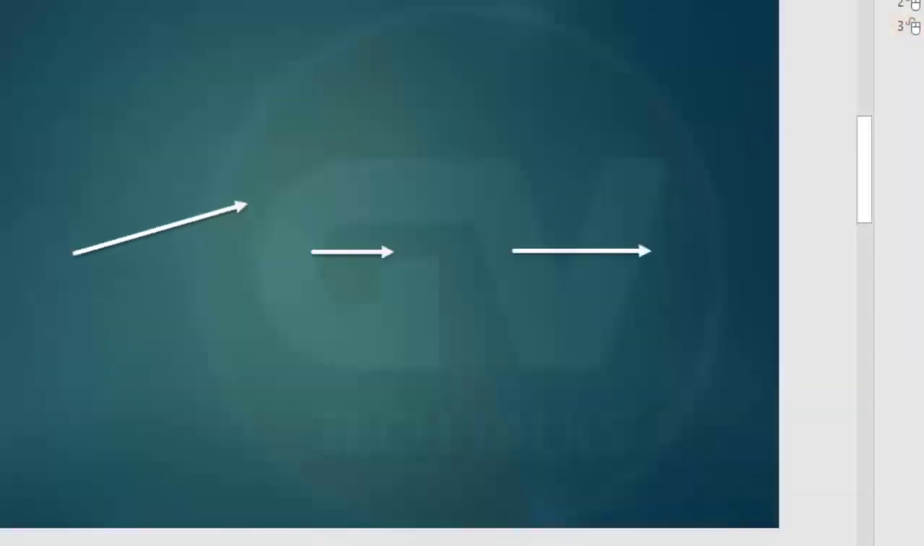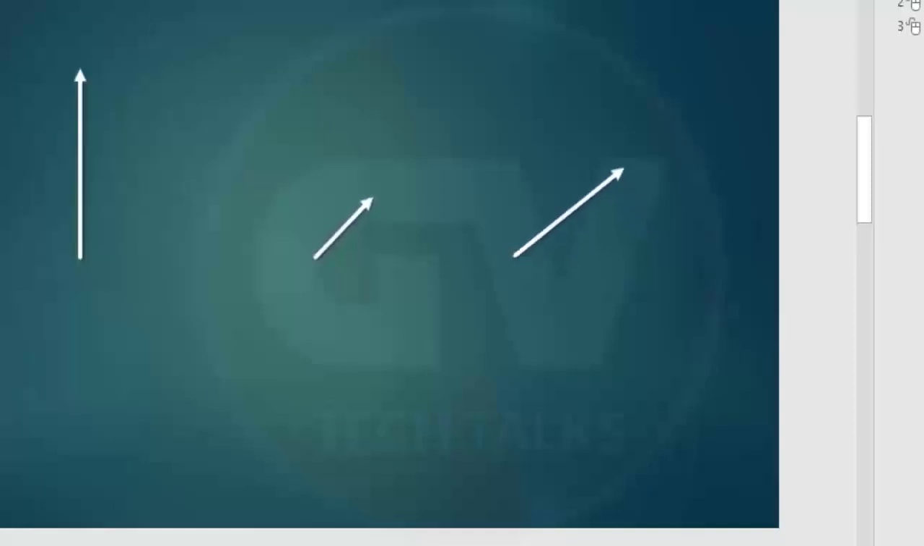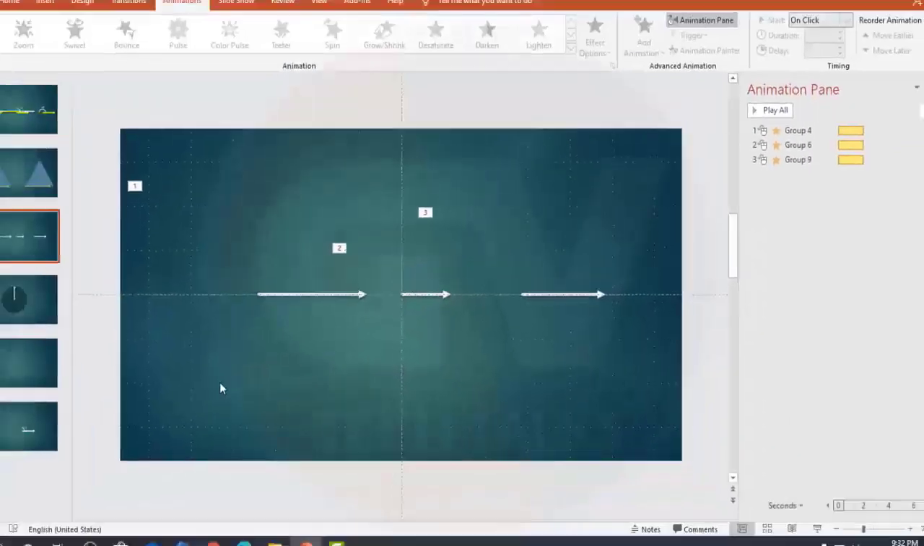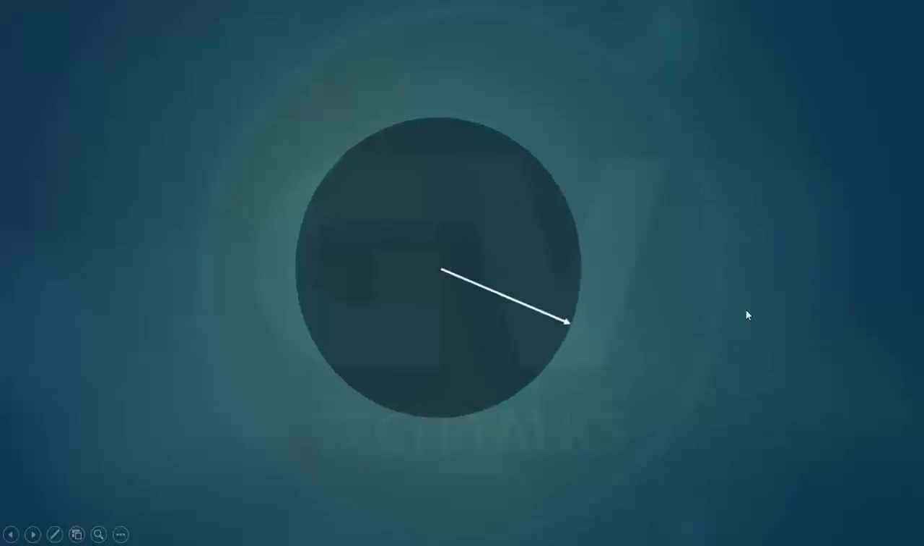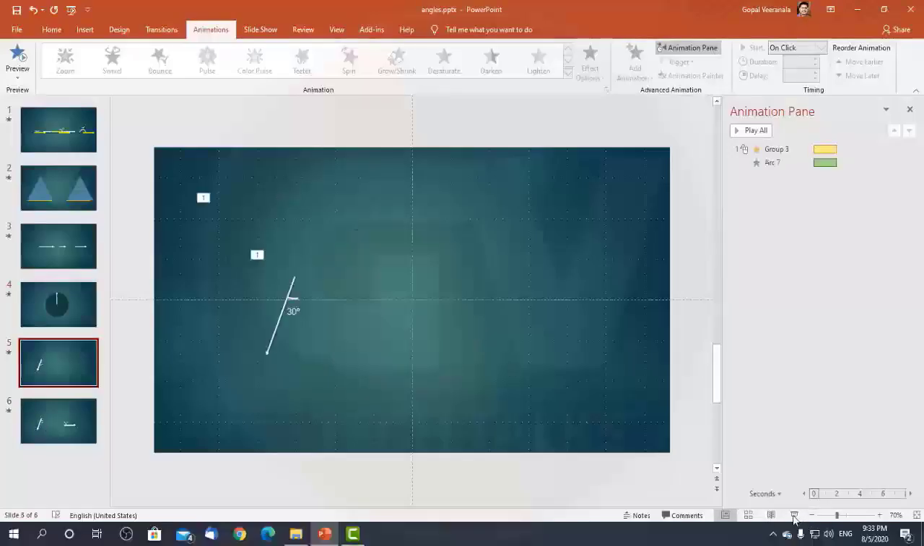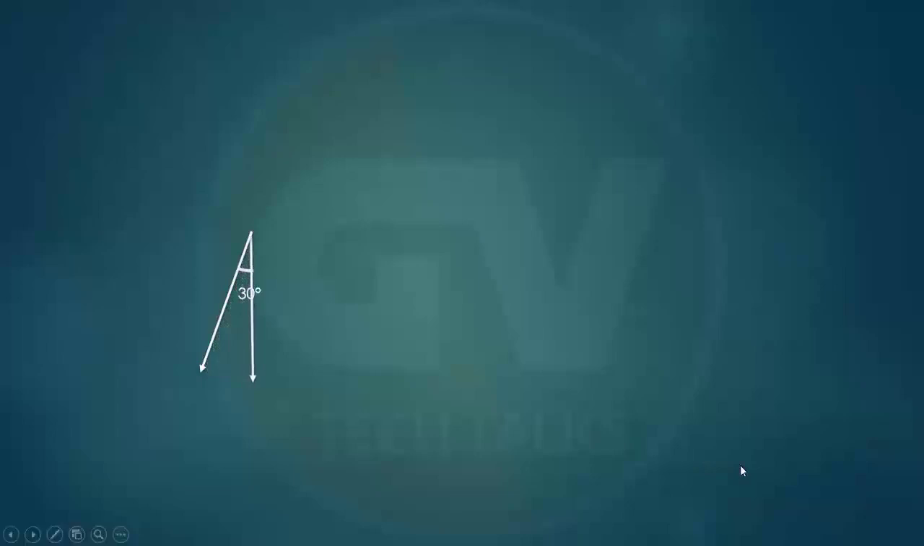This is how we can create the angle animation effect in PowerPoint. We have attached an arrow to the circle oval shape and given the spin effect to the group. For showing the angle, I have used an arc shape and animated it along with the first animation.